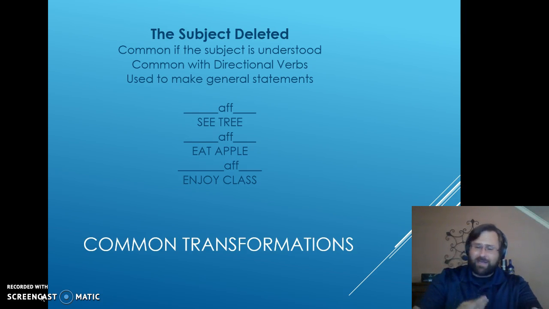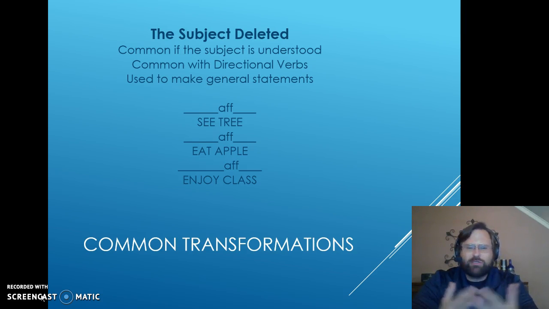Also with directional verbs, like I give you, you give me, you're not going to need to sign the subject itself because it's part of the verb. So assuming the subject's already been set up in space, if I sign he gives me, then I know that's whoever I set up over there, he or she gives to me. And then finally, the subjects can be deleted in order to convey general information. People see the trees, people eat the apples, people enjoy the class, when you're not trying to specify a particular person. So, in all these situations, you simply have the sentence signed with the affirmative marker and with no subject.